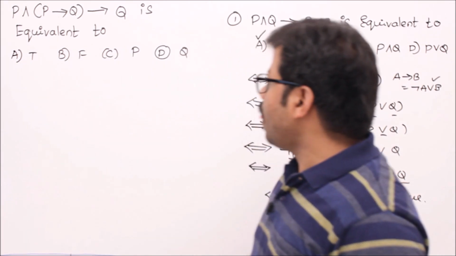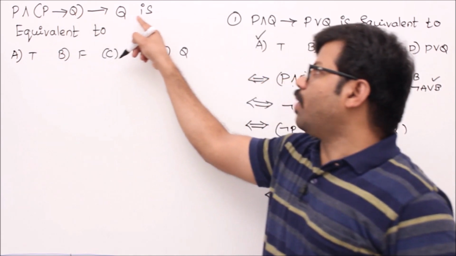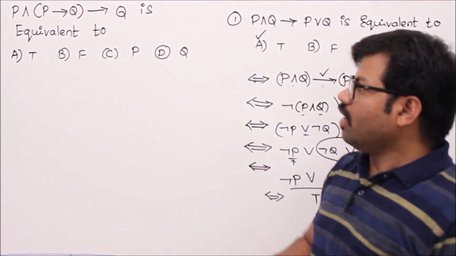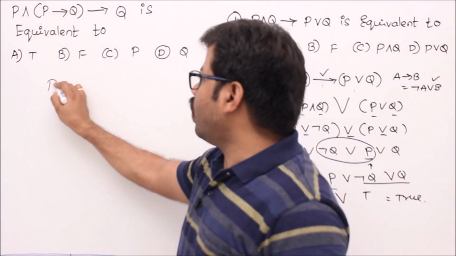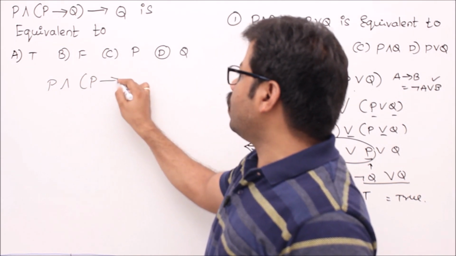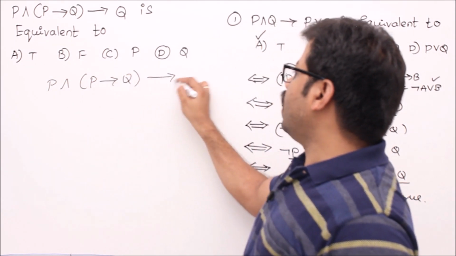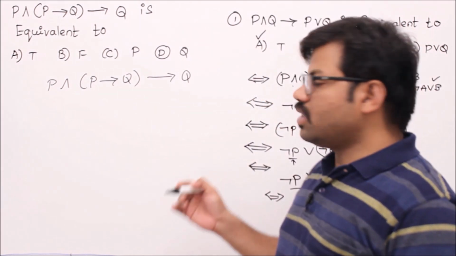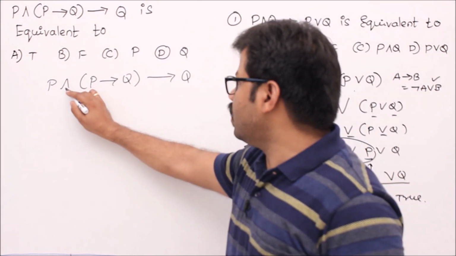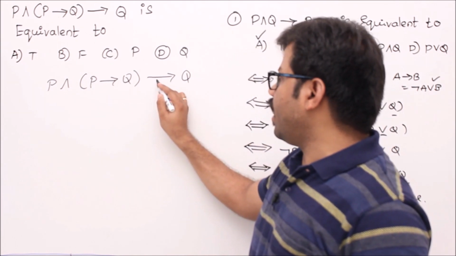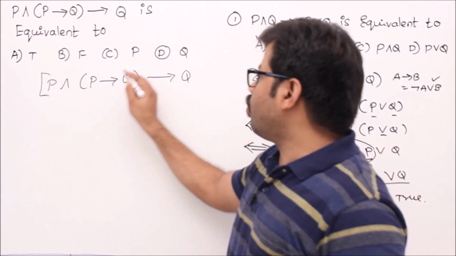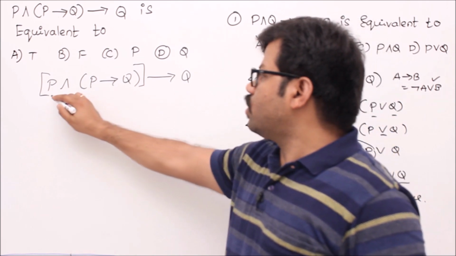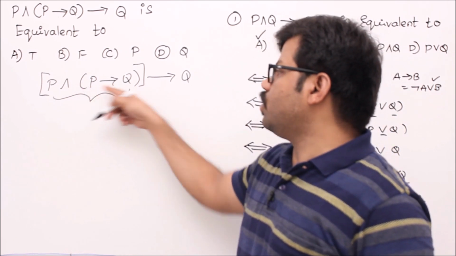Let's see one more problem. P and (P implies Q) is equivalent to. Okay, same technique. First I take the formula P and (P implies Q). There are multiple implications, we have to remove them one by one. Okay, first see the priorities. AND versus implication, AND has priority, that's why this formula is like this. Okay, let's solve this unit first. Let me simplify this unit first.